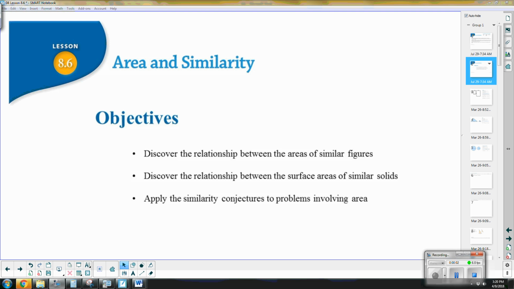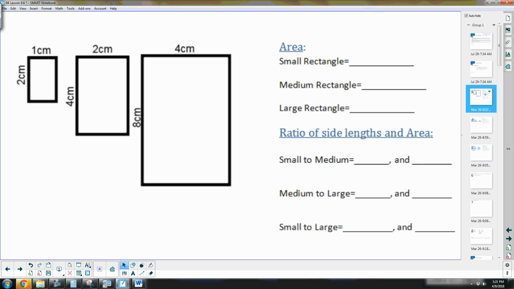Hi ladies, this is lesson 8.6, and here we're looking at area and similarity between surface areas or areas of objects and proportions. So to start this lesson, each of these rectangles are similar rectangles and they're stretched by a factor of 2.